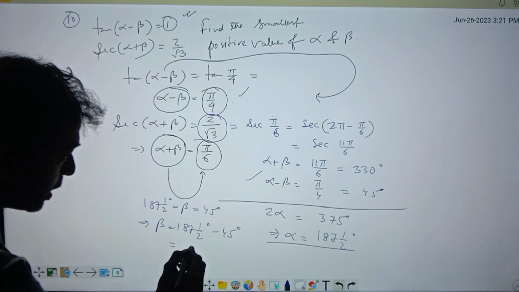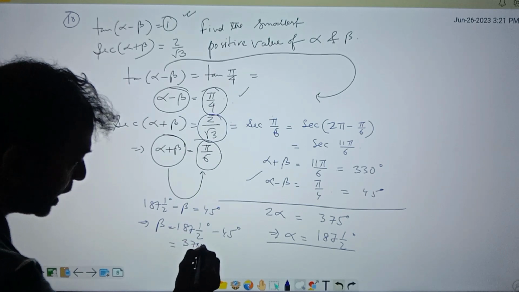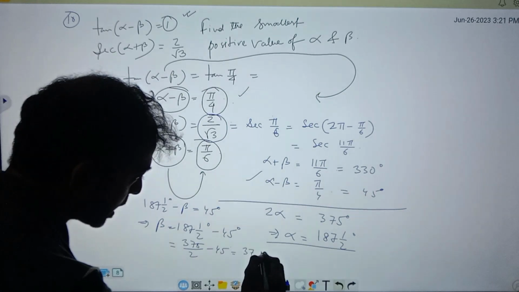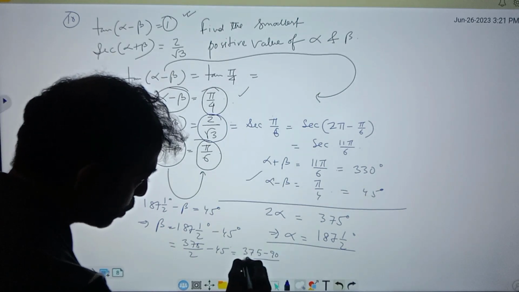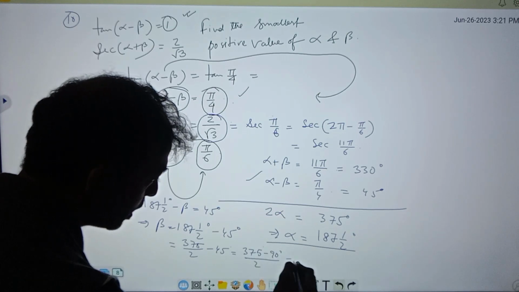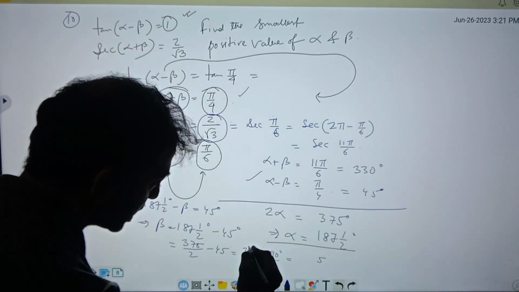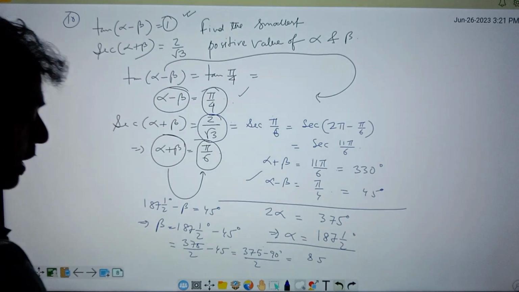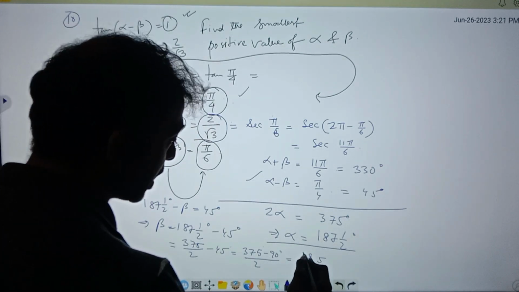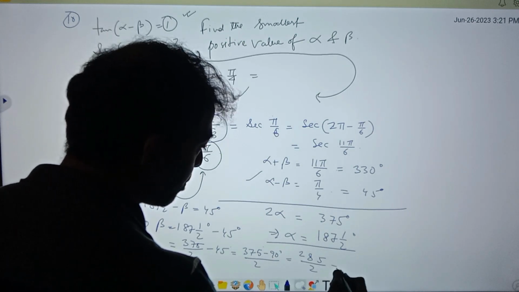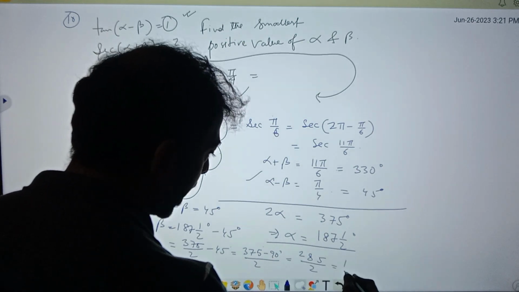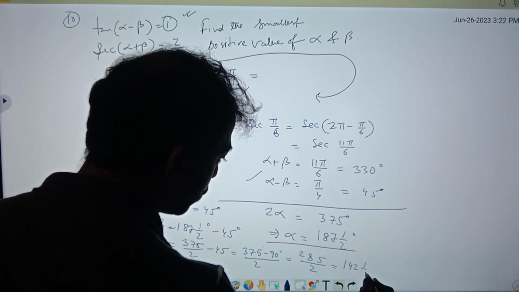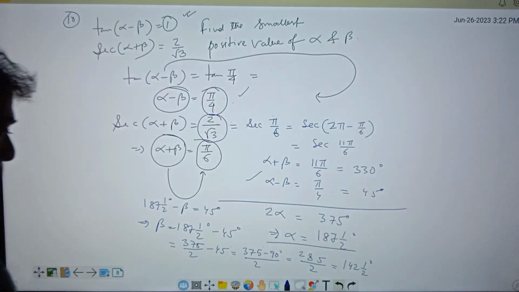Now, what will be the value here? That will be 375 by 2 minus 45 degree. And the result will be (375 minus 90) by 2. 17 minus 9 will be 8, and the carry is 1, and 3 minus 1 equals 2. So 285 by 2, that will be 142½ degree.